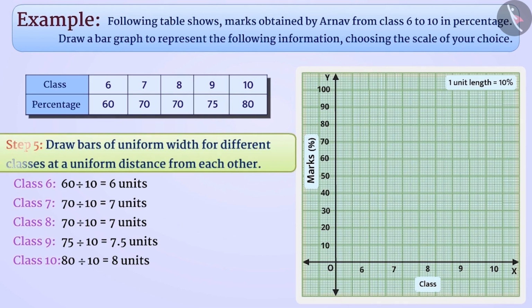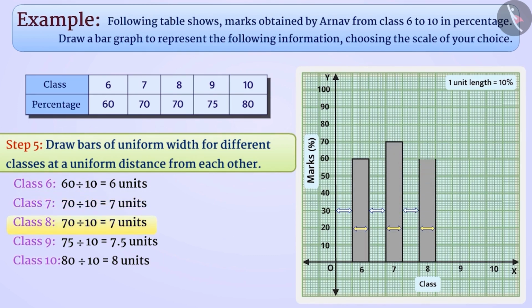Step 5. Now we will draw bars of uniform width for different classes at a uniform distance. For instance, for class 6, we will draw a bar of 6 unit length. Next, for class 7, we will draw a 7 unit length bar of the same width, keeping uniform distance. Similarly, for class 8, we will draw a bar of 7 unit length. Now, can you tell how we will draw a bar for class 9?